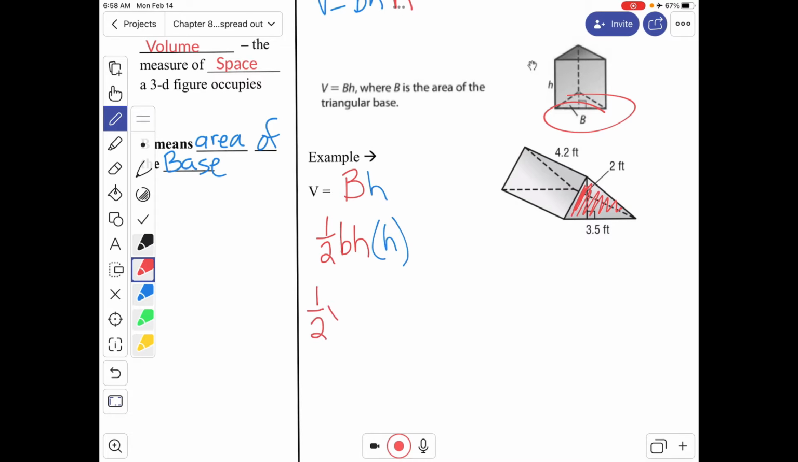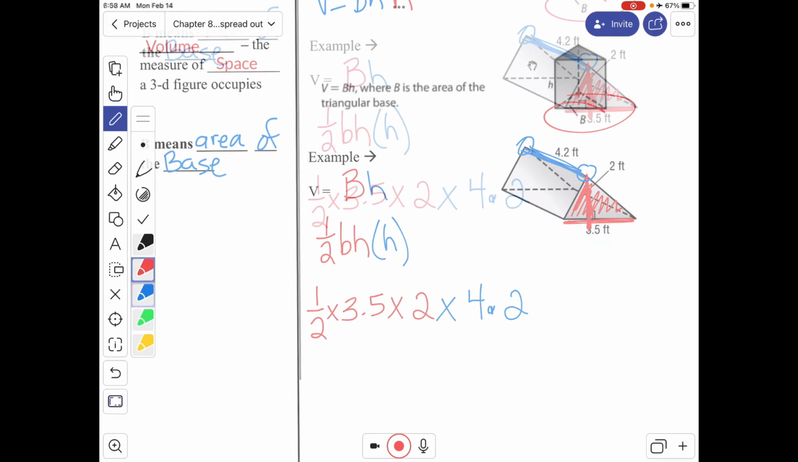Now we plug in the numbers. 1/2 times what's the base of the triangle times what's the height of the triangle. Remember, height goes at a right angle, so that's 2, times the height of the prism. And the height of the prism will always be from one triangle to the other, or from one base to the other. So the height of the prism is 4.2. That measurement right there.